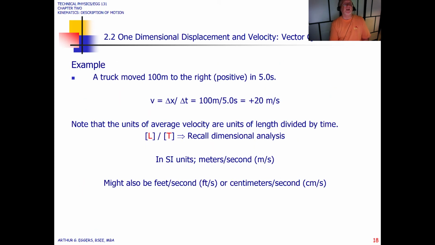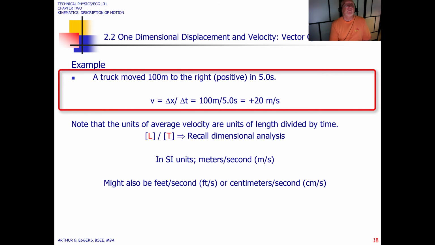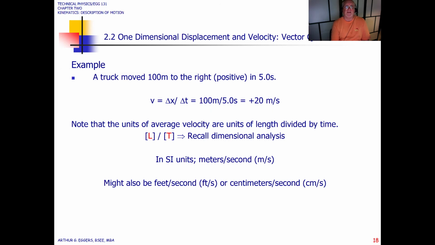So let's take a look at another example. A truck moved 100 meters to the right, that's positive, in 5 seconds. So we go back to our definition. Velocity is equal to delta x over delta t. We weren't given initial and finals. All we know is that it moved 100 meters in 5 seconds. So if we take 100, put it in the numerator, 5 seconds, put it in the denominator, we now have a meter per second and a value of 20 meters per second. Okay, so now we have a true vector.